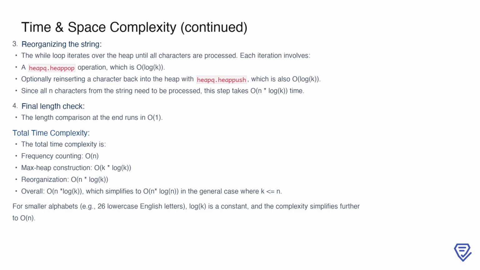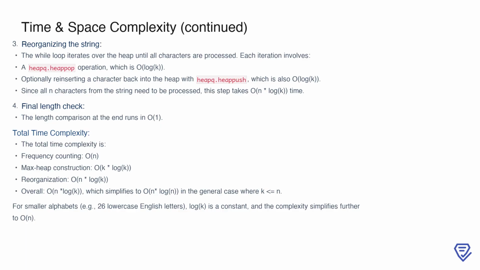Finally, the algorithm performs a simple length comparison at the end to ensure the reorganized string meets the requirements. This comparison is a constant time operation, O(1). Combining these steps, the overall time complexity includes O(n) for frequency counting, O(k * log k) for heap construction, and O(n * log k) for reorganization. In the general case, where k is less than or equal to n, the total time complexity simplifies to O(n * log n).